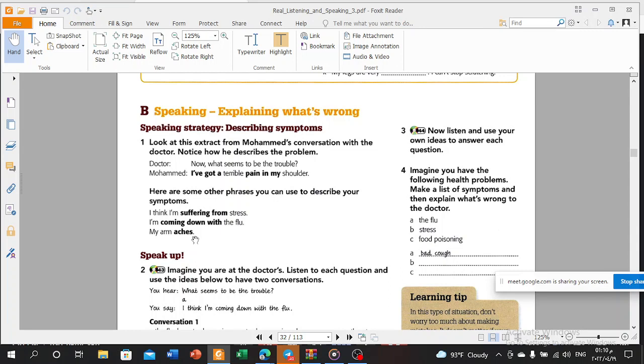So these are some strategies or tools or words that you can use in a sentence to describe the symptoms you have. I've got a pain in my hand, or I think I'm suffering from stress or coughing or another symptom. Well, I'm coming down with the flu or another symptom. Oh, my arm aches, my head aches, even my teeth ache, and so on. So this is also required: how we can describe the symptoms we have. How to describe a symptom.